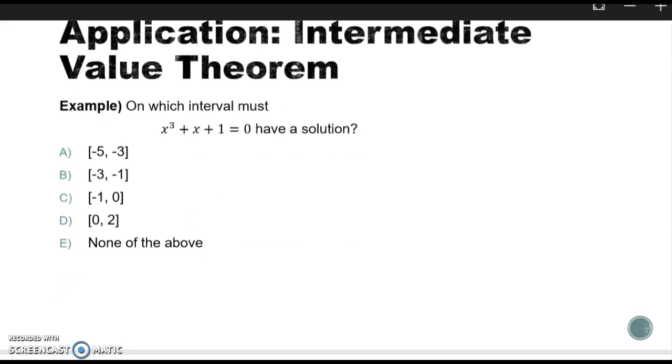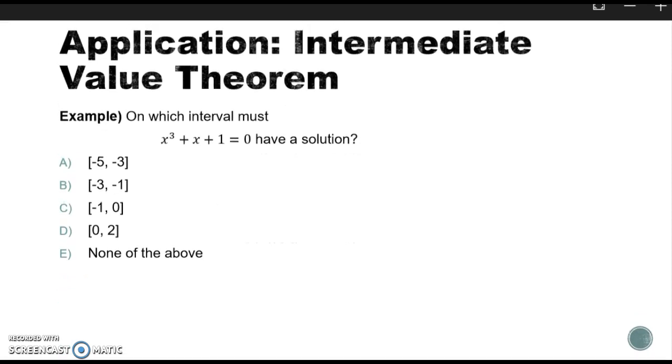So here's an application of the intermediate value theorem. On which interval does this equation have a solution? So really we're saying this is continuous because it's just a cubic. So if it is equal to 0, then what we'd want to do is check to see where it is negative and where it is positive. So if I plug negative 5 into this function, we get negative 125 plus positive 25 plus 1.